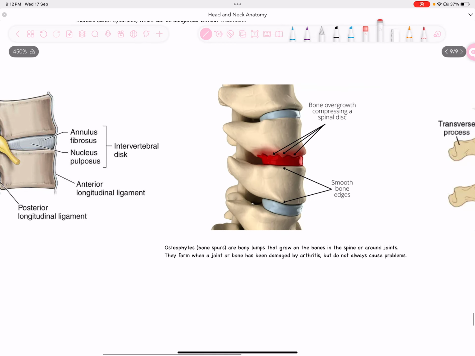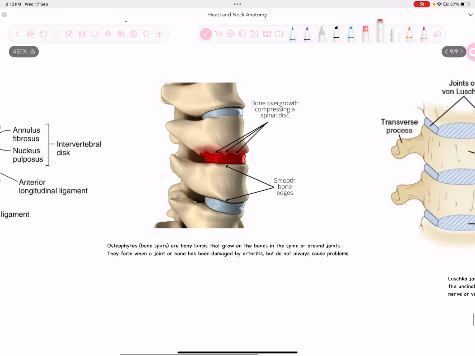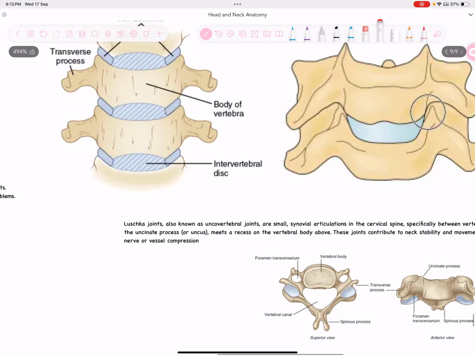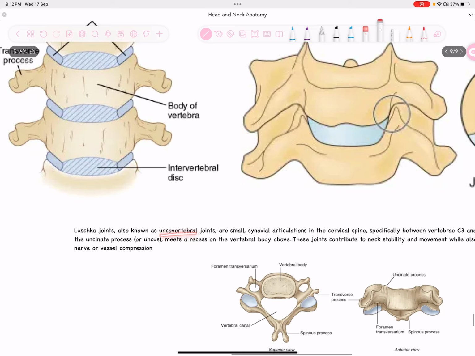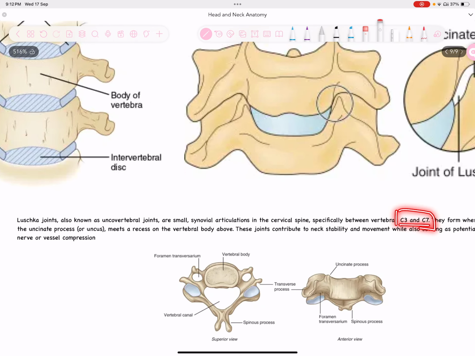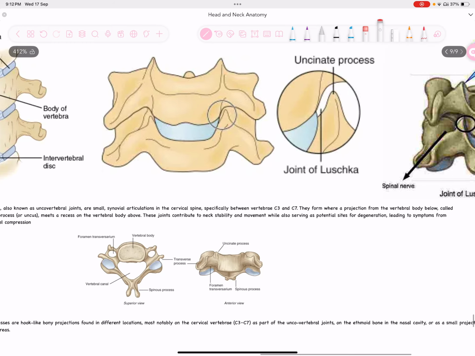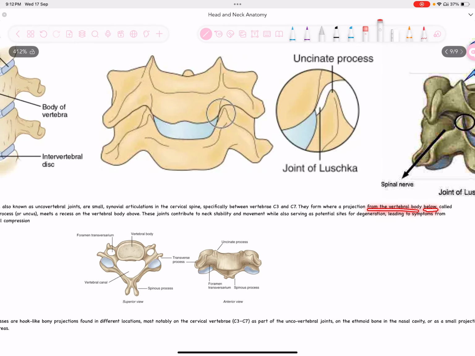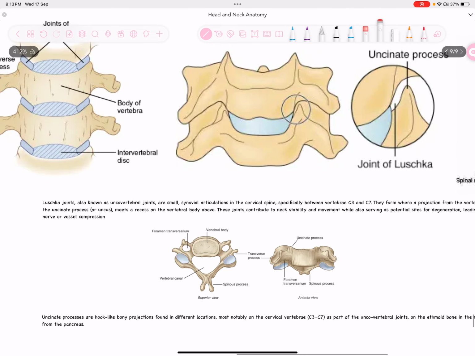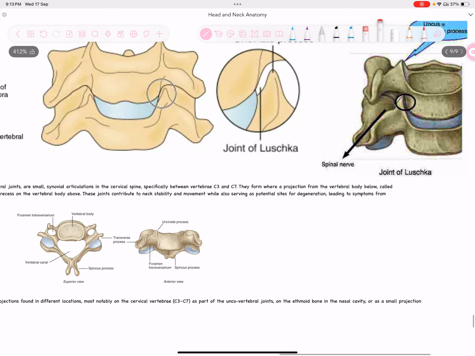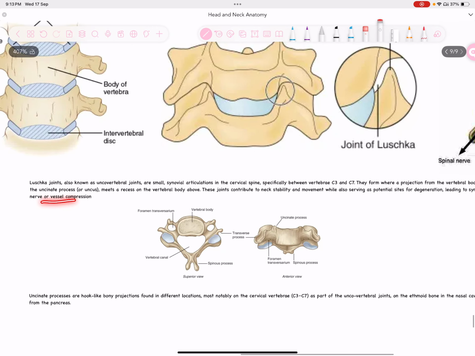Now, the joints in the lateral part of the adjacent bodies of the cervical vertebrae are called Luschka joints. Now, what are Luschka joints? They're also known as uncovertebral joints. They're small synovial articulations in the cervical spine, only in the cervical spine, specifically between vertebrae C3 and C7. They form where a projection from the vertebral body below, called the uncinate process, meets a recess on the vertebral body above. These joints contribute to neck stability and movement while also serving as a potential site for degeneration, leading to symptoms from nerve or vessel compression.